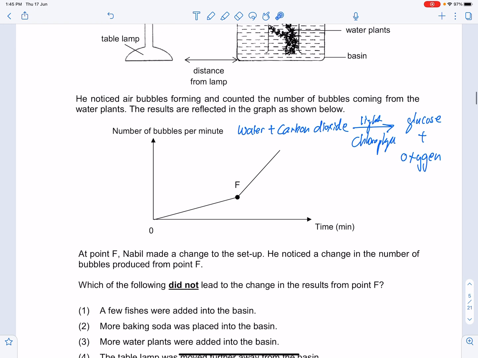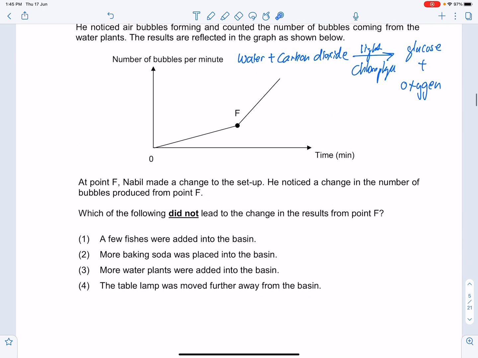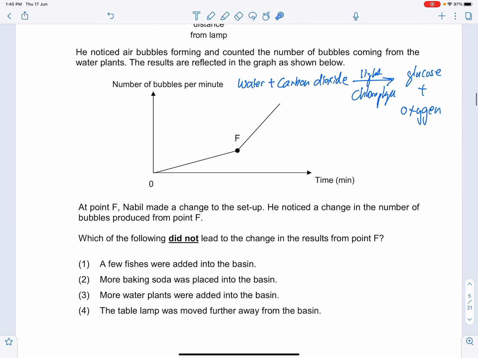So let's take a look. Now, 1. A few fishes were added to the basin. The question is did not. So we know that fishes, when they respire, they produce carbon dioxide. So with carbon dioxide, it will actually increase the rate instead of decreasing it. So this is out. 2. More baking soda was placed into the basin. This is also out because more baking soda actually provides you with more carbon dioxide.